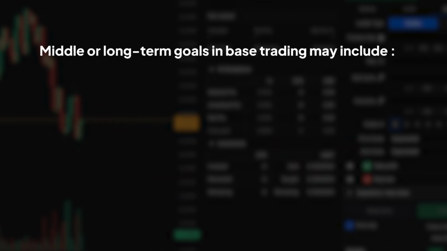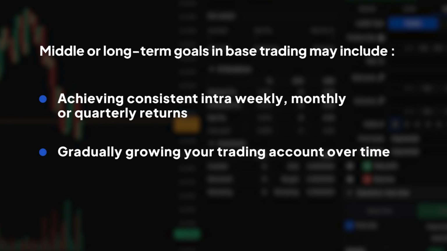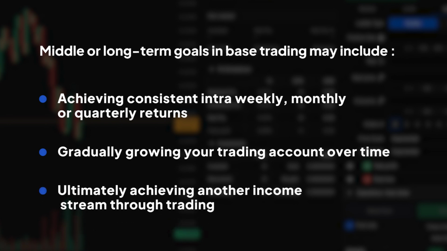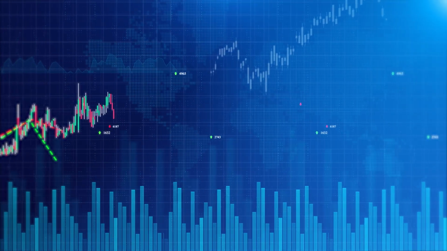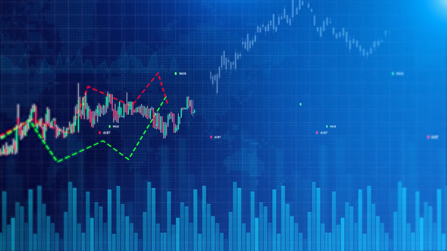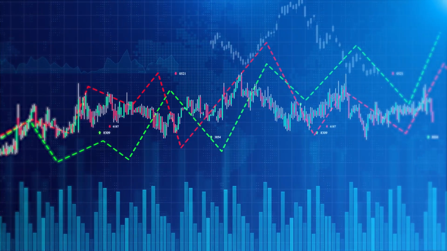Middle or long-term goals in base trading may include achieving consistent intra-weekly, monthly, or quarterly returns, gradually growing your trading account over time, and ultimately achieving another income stream through trading. By setting long-term goals that align with the principles of base trading, we can stay committed to our strategy and read the story of the chart with confidence.